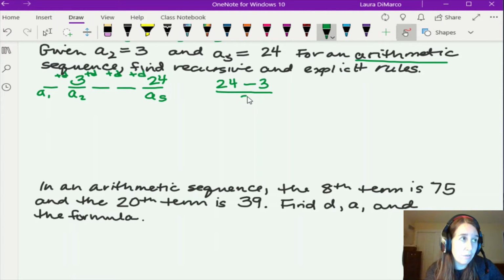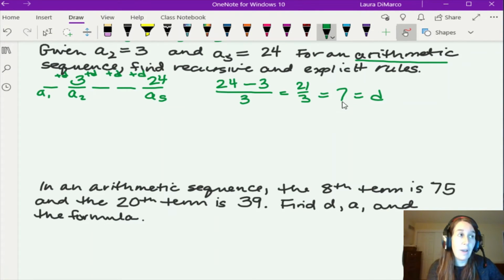So let's just divide that by 3, and then that will be our d. So 21 over 3 is equal to 7. Okay, and that's d. So in other words, if we add 7, we get 10. If we add 7 again, we get 17. If we add 7 again, we get 24. We have to add the same thing each time. So that's why I divided by the 3, the number of d's that we had.